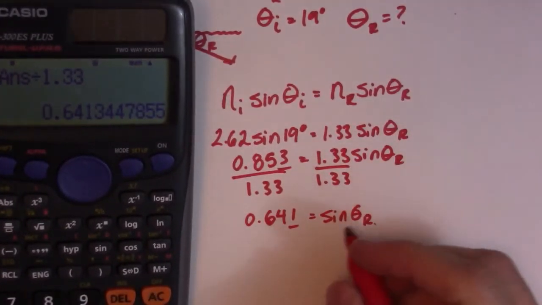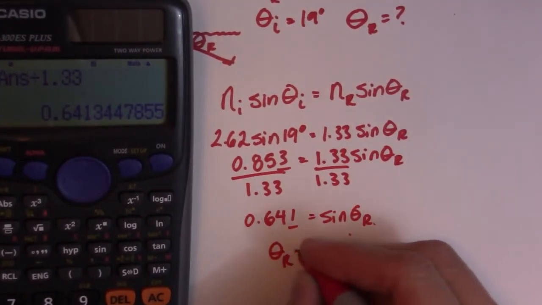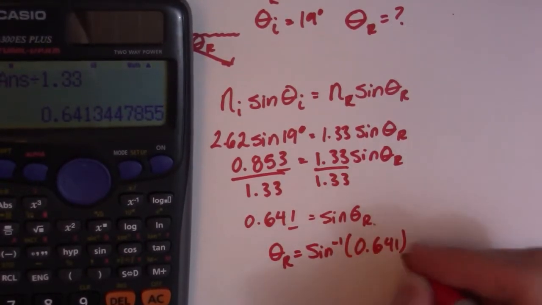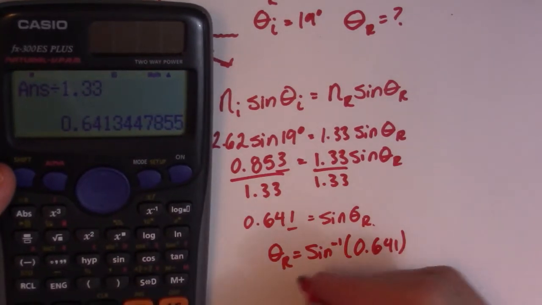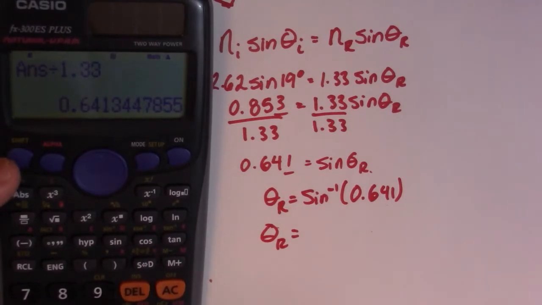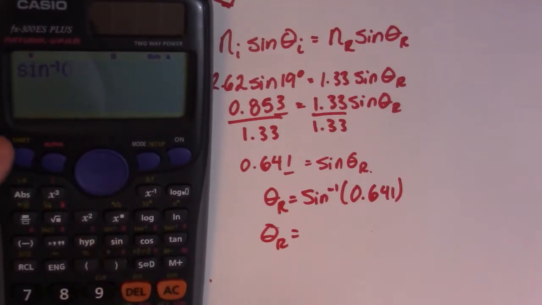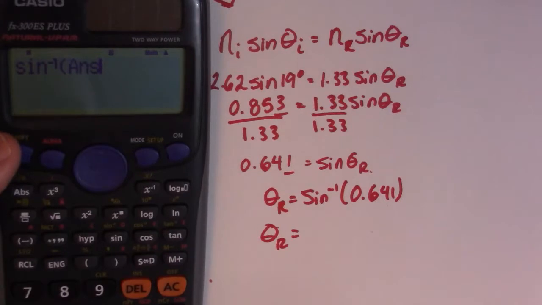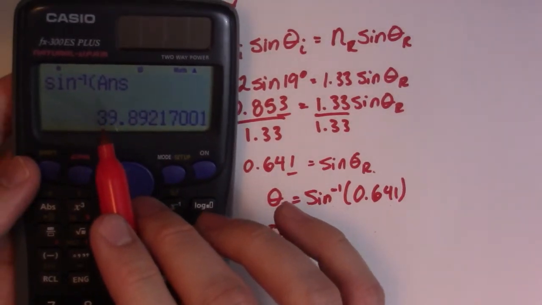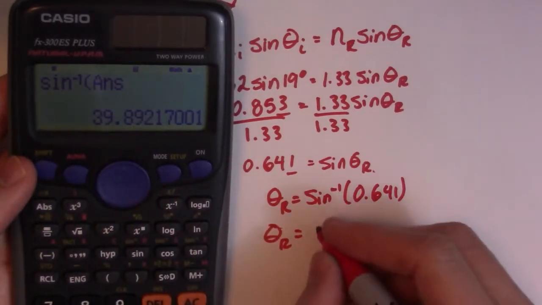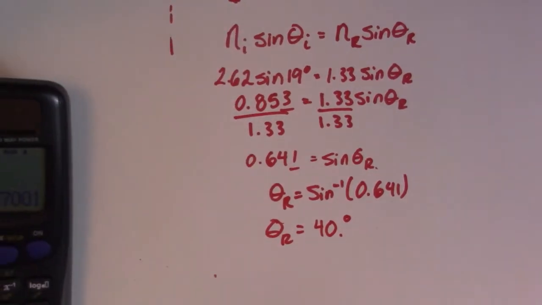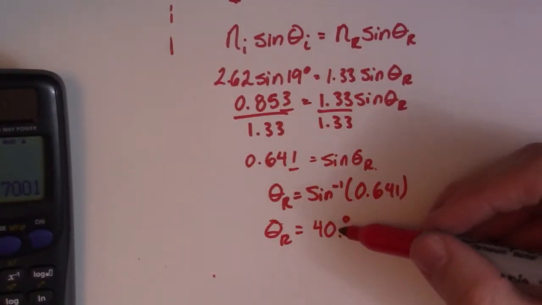Then, when I have to find an angle using this, I use sine -1, the inverse sine function, of 0.641. Again, I'm keeping my numbers on my calculator just to keep it as accurate as possible. I'm not a huge fan of significant digits, it's not really overly important for physics. People are probably going to kill me when I say that, but it is what it is, my belief. And so I get an angle of refraction of 39.9, so I'll round that to 40 degrees. So there's my angle of refraction.